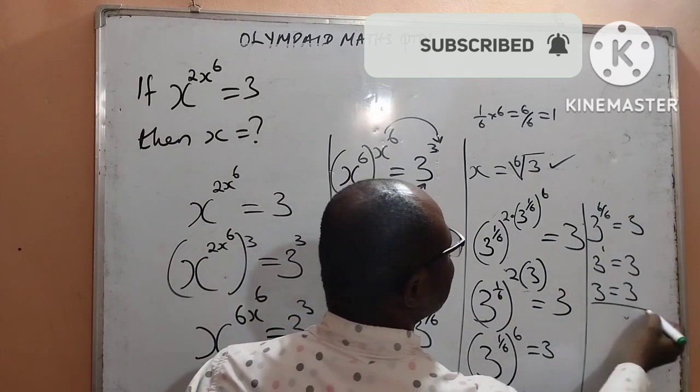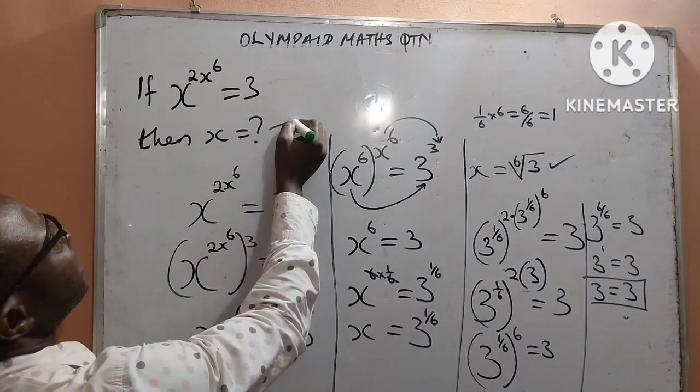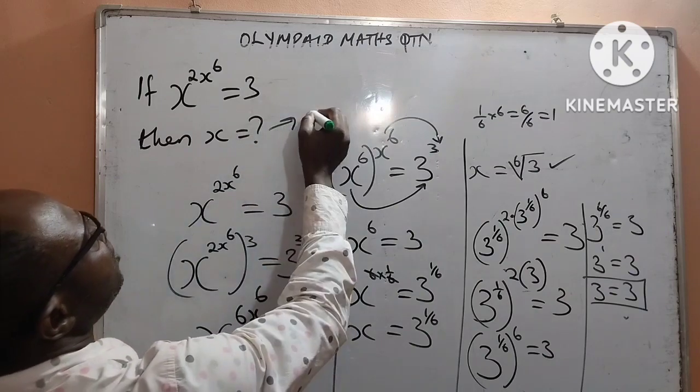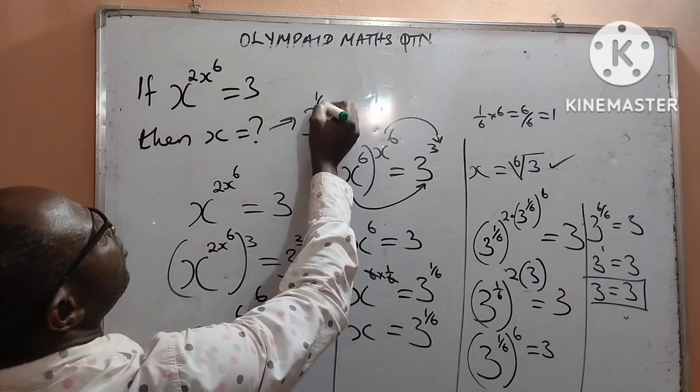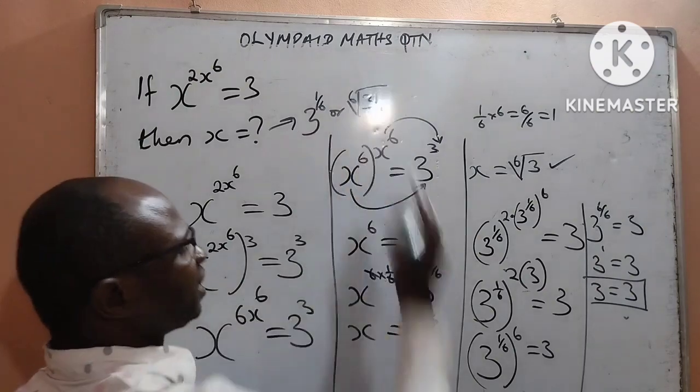Therefore, we conclude that 3 is equal to 3, authenticating that our answer is 3 to the power of 1 over 6, or the 6th root of 3.